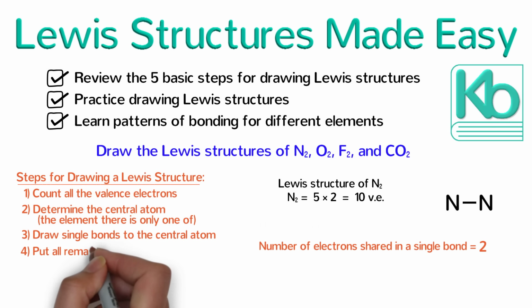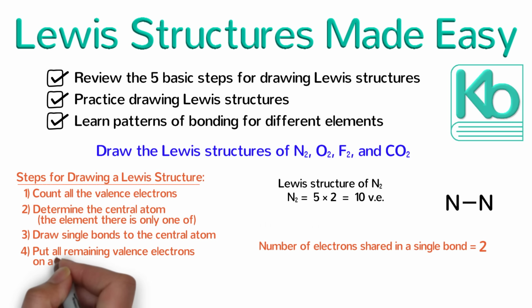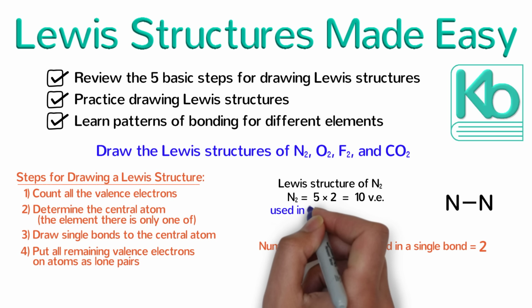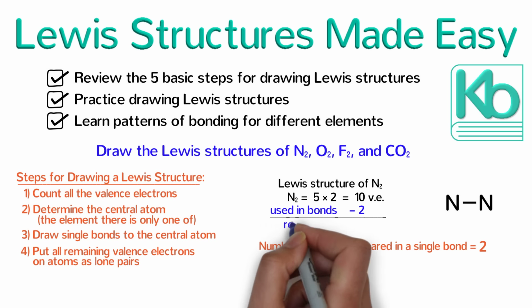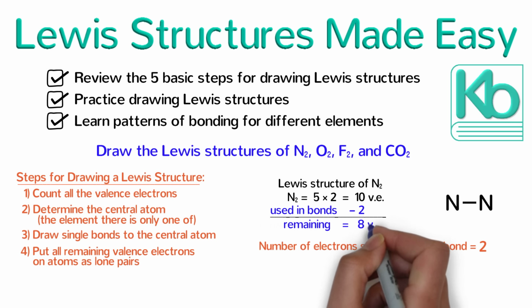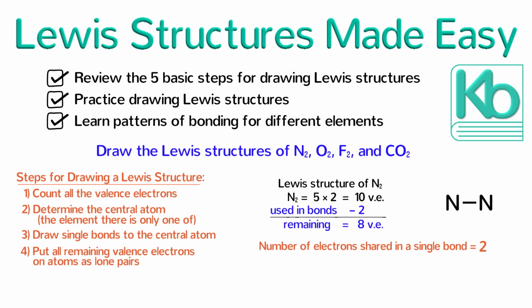Step 4. Put all remaining valence electrons on atoms as lone pairs. We started with 10 valence electrons, and we have used 2 of those electrons to make a single bond, so we subtract 2 from 10 to get 8 remaining valence electrons. We place these 8 electrons on the 2 nitrogens, 2 dots at a time. 2, 4, 6, 8, and that's all the valence electrons we have.